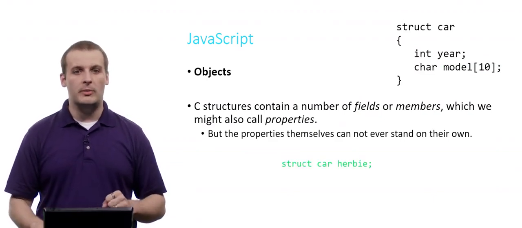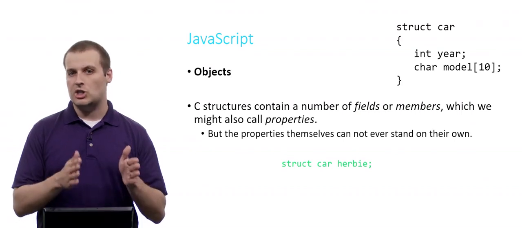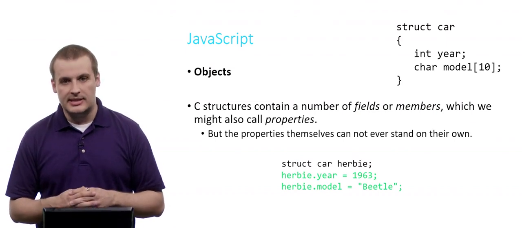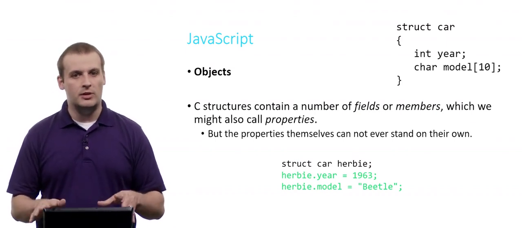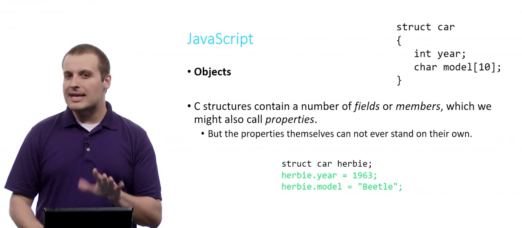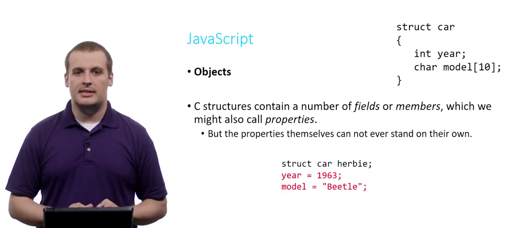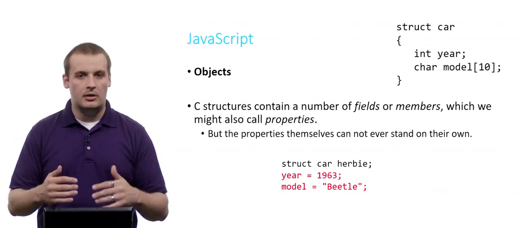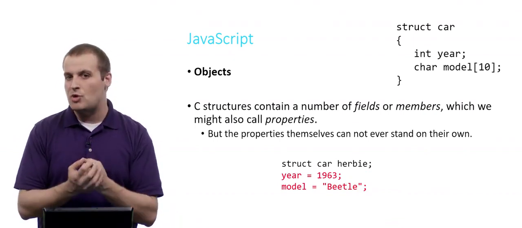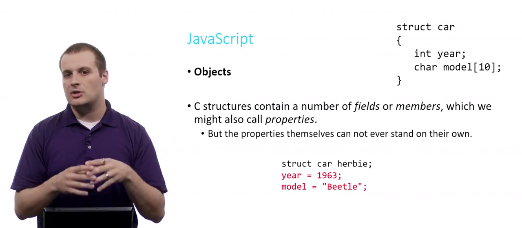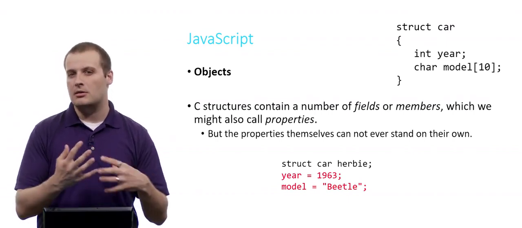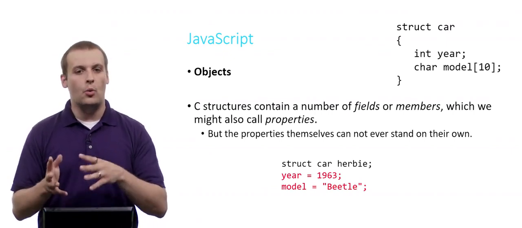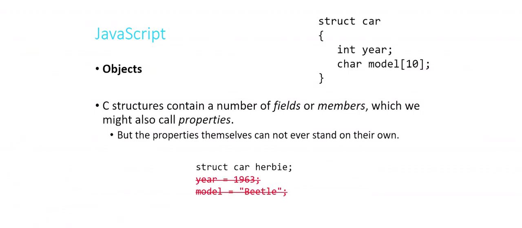We can say struct car Herbie, which declares a variable of type struct car named Herbie. And then we can say Herbie.year equals 1963, Herbie.model equals Beetle. That's totally fine. That's valid C. But we can never say this in C. We can never say year equals 1963, model equals Beetle. Now, we can't say that because year and model are so fundamental to what it means to be a struct car. They are part of a struct car. And so we can't use them in the abstract. We always have to associate those things with a particular struct car. So that is not OK.